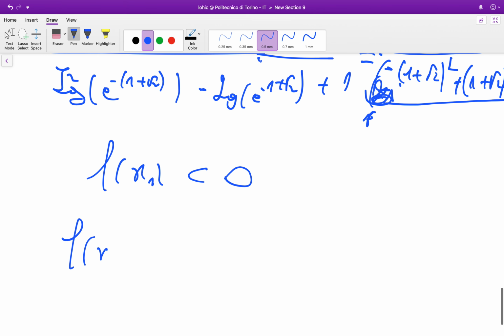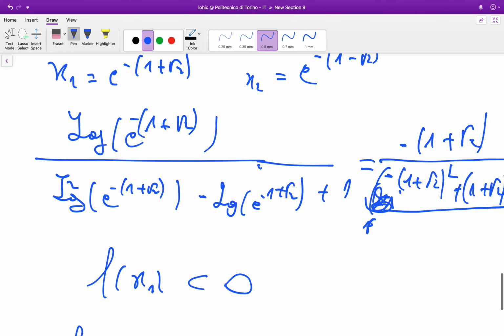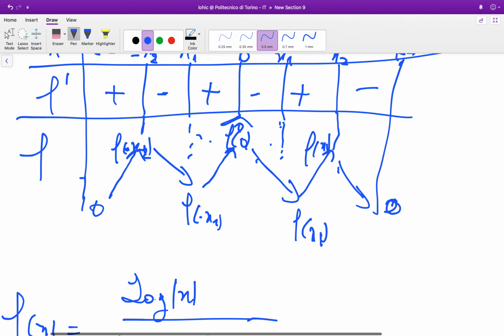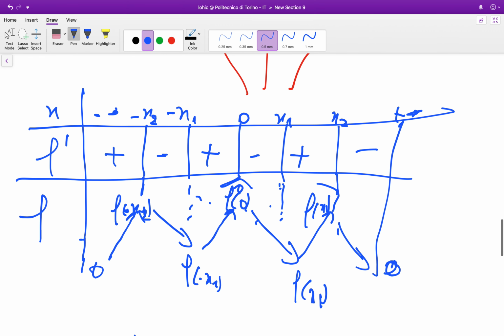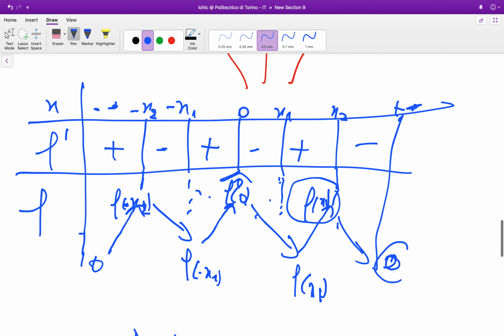Now for f of x2, we can do the same, right? But f of x2 is here. We can just see that f of x2 is above 0, because from f of x2 we decrease to 0, so it is a positive number. You don't need to compute it. In fact, the graphs, they say compute a qualitative graph. Qualitative. Okay?